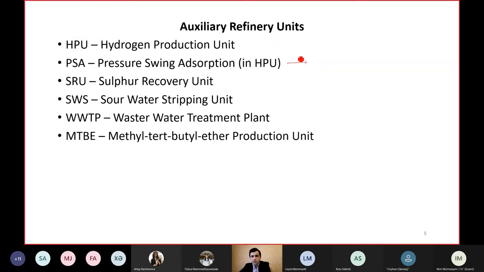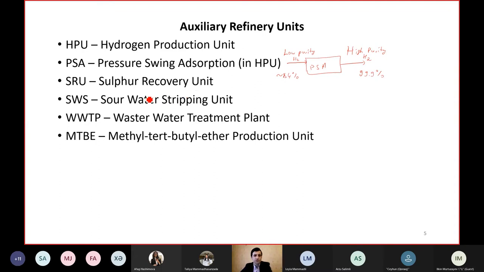We have low purity hydrogen going to the pressure swing adsorption block, where other gases in the hydrogen are adsorbed, and then we produce high purity hydrogen. This is around 99.9%. This can be around 84%.